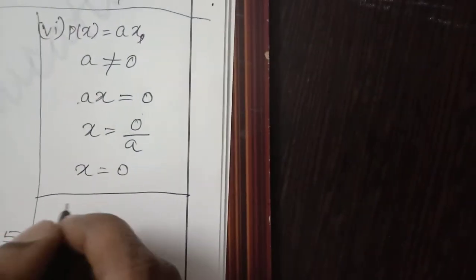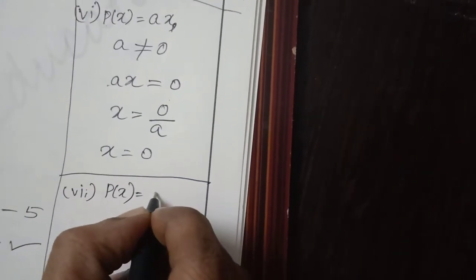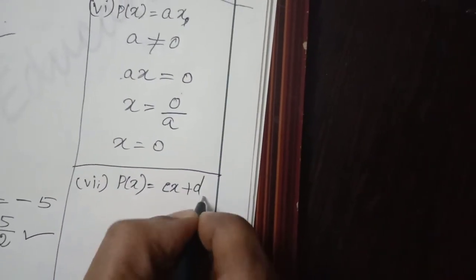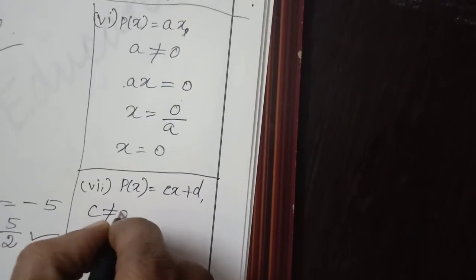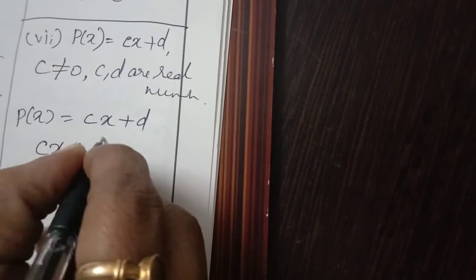And the last sum, the seventh one. P of x is equal to cx plus d. And they have written c is not equal to 0. C and d are real numbers. The equation we have is P of x is equal to cx plus d. So cx plus d is equal to 0. cx is equal to, when plus d goes this side, minus d. So x is equal to minus d, and the c goes to the denominator. So x is equal to minus d by c. This is the answer.